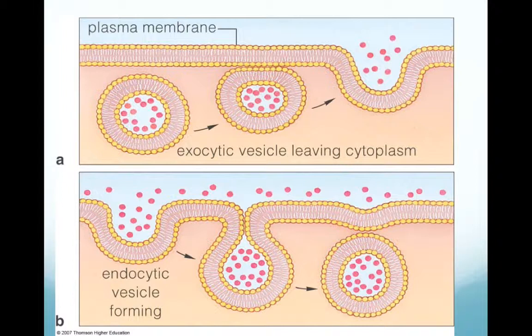Exocytosis and endocytosis involve the movement of large particles that can't cross the membrane through normal protein transports or diffusion. In exocytosis, a membrane-bound vesicle fuses with the plasma membrane, expelling its contents out of the cell. In endocytosis, a new vesicle forms around the particles as a result of the plasma membrane enclosing those particles and then pinching off.